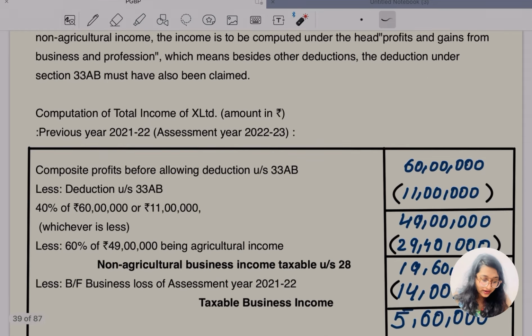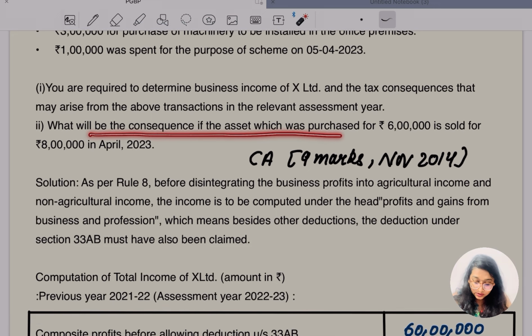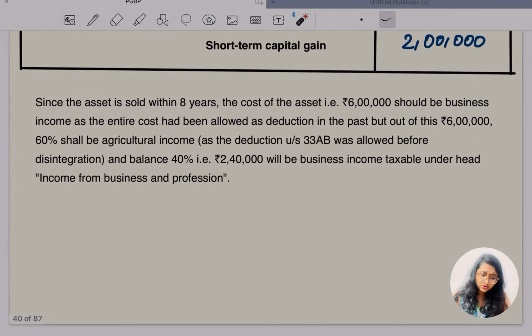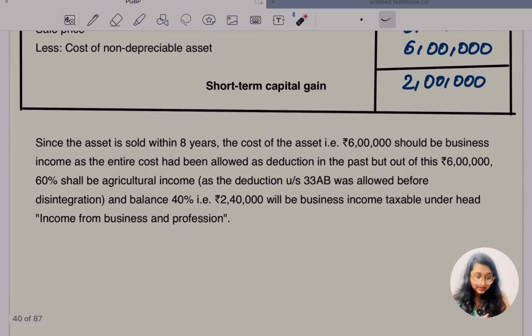There is one more point, second part: what will be the consequence if the asset was purchased for 6 lakh and sold for 8 lakh. सिंपल चीज पूछ रहे हैं यार. ठीक है, the sale price is going to be 8 and from this we are going to reduce 6. ठीक है, तो we will get a short term capital gain. ओके, now this thing is to be noted.